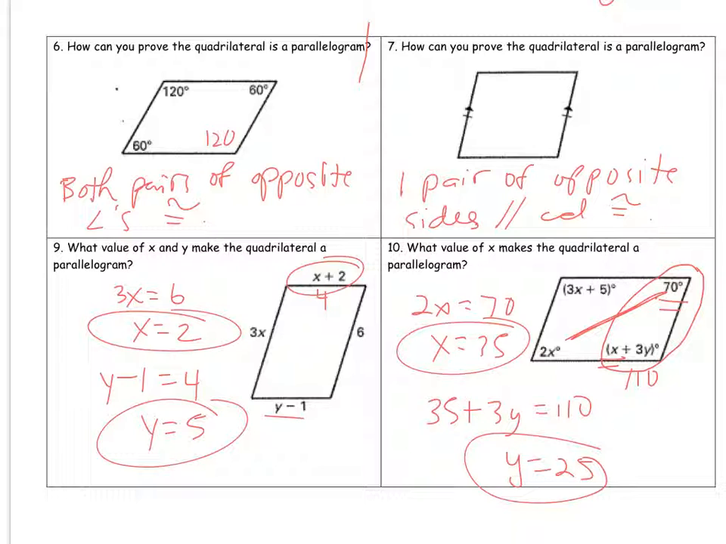Now, that's not the only way that you could have done it. You could have plugged in 35, and then set those two equal to each other. It still would have worked. Okay? Questions?